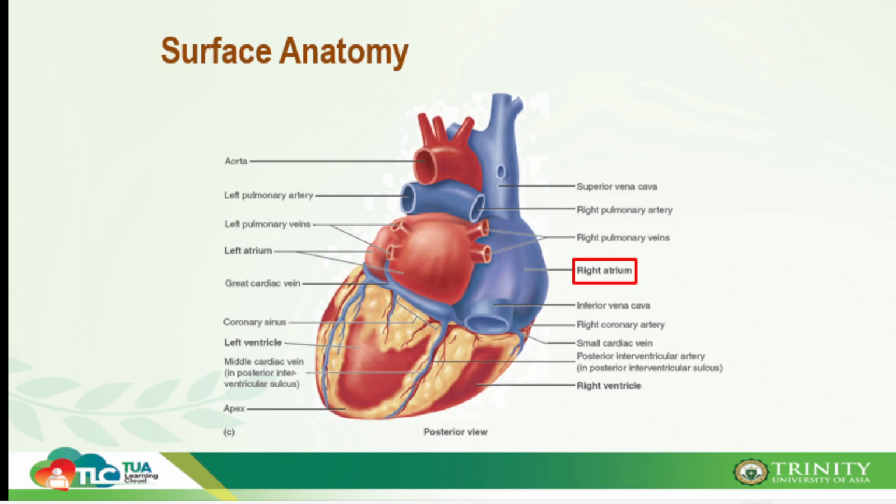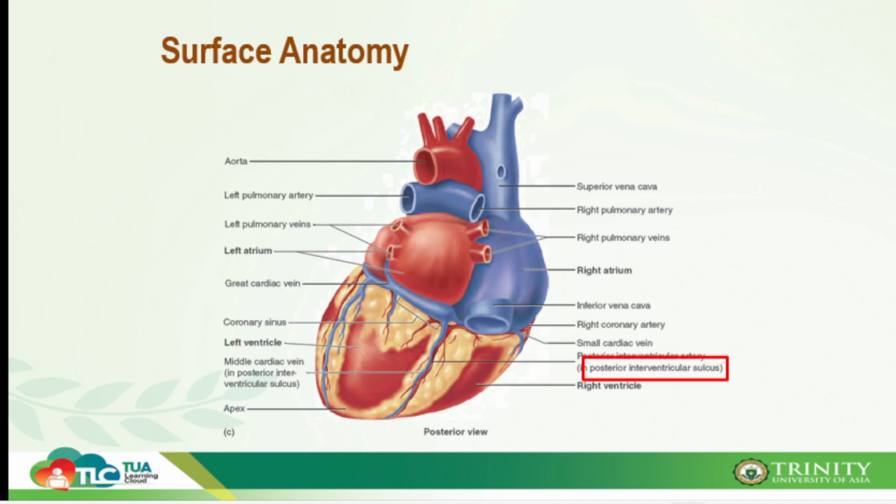The most superior. Other than receiving blood from your superior vena cava, it also receives blood from the lower half of the body via the inferior vena cava. Okay? So it is the inferior vena cava which gathers deoxygenated blood from the lower half of the body and returns it to the heart, specifically to the right atrium.